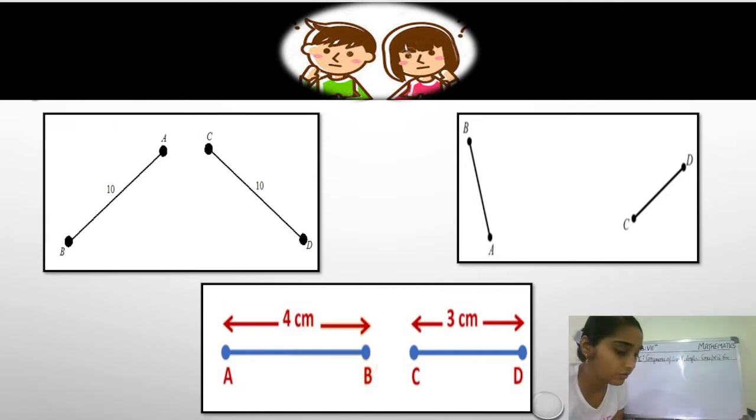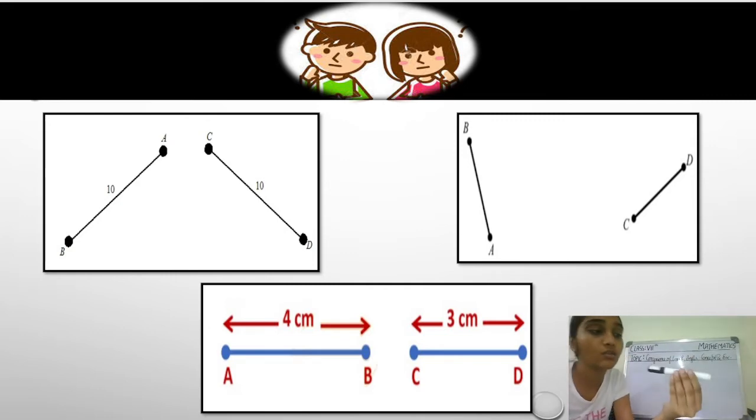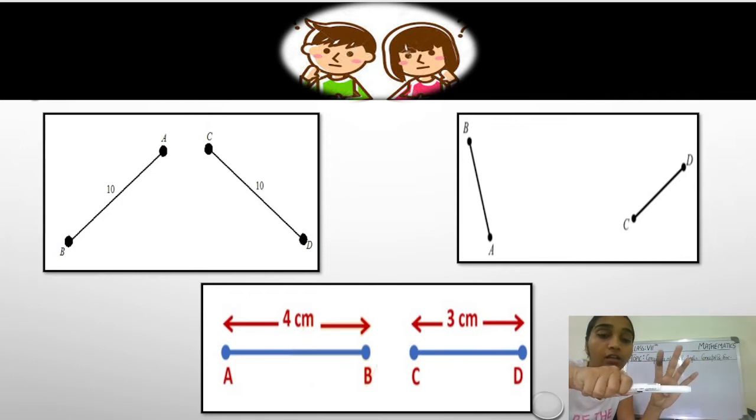Very good, students. If you are saying that they are not congruent, you are correct, because we can see that they are different in length. If one is 4 centimeter, you can take this as 4 centimeter and the other is this much, 3 centimeter. When we trace it by keeping it over one another, we will find that some portion is not superimposing with the other line. It will be left somewhat. So AB is not congruent to CD.